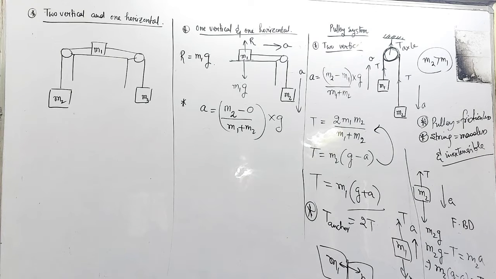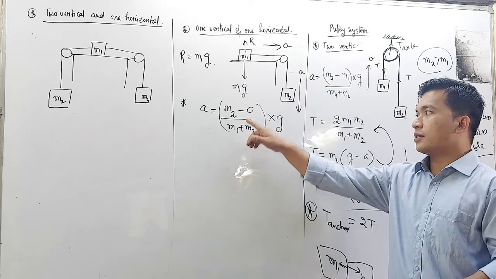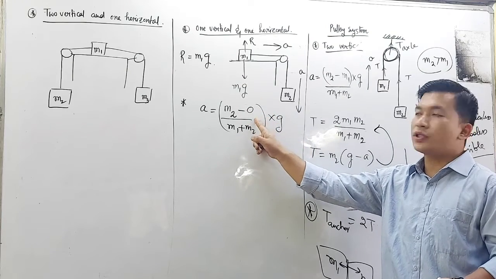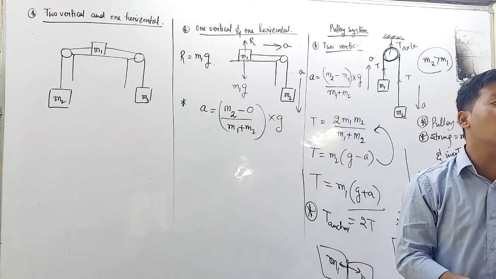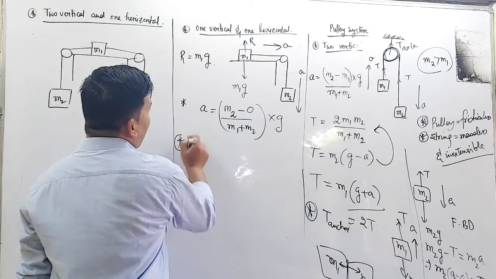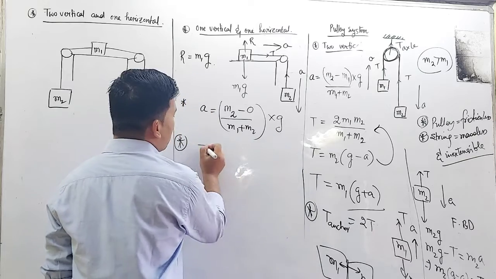So the acceleration is M2 minus 0, divided by M1 plus M2, since there is no opposition, so 0, into g, divided by the total mass. Finish. Now next, how to find out the tension T? Finding the tension T is very simple.